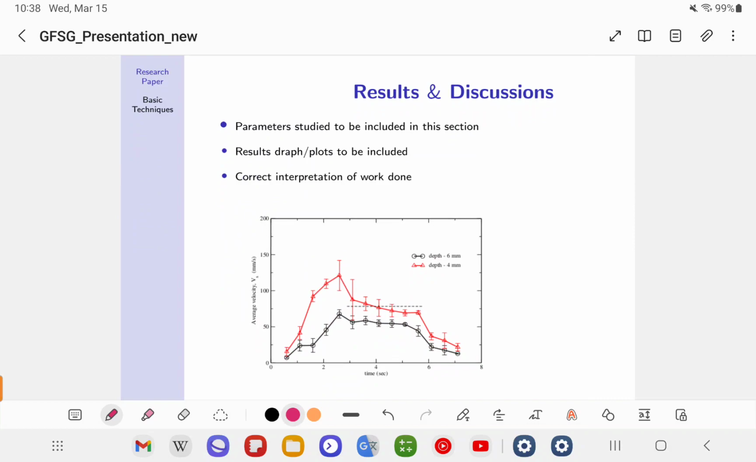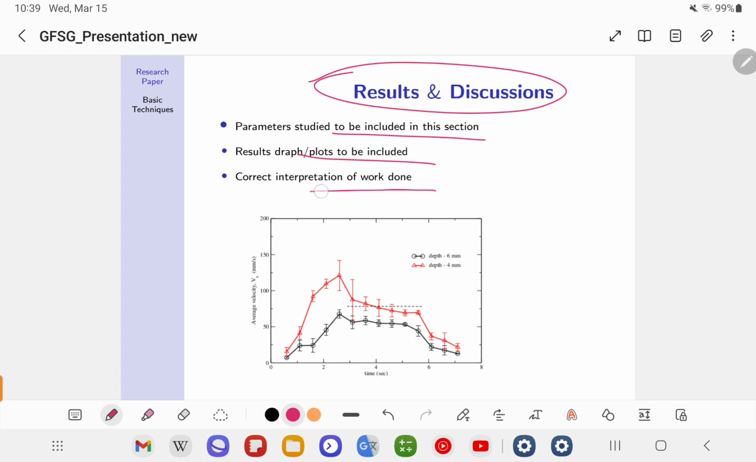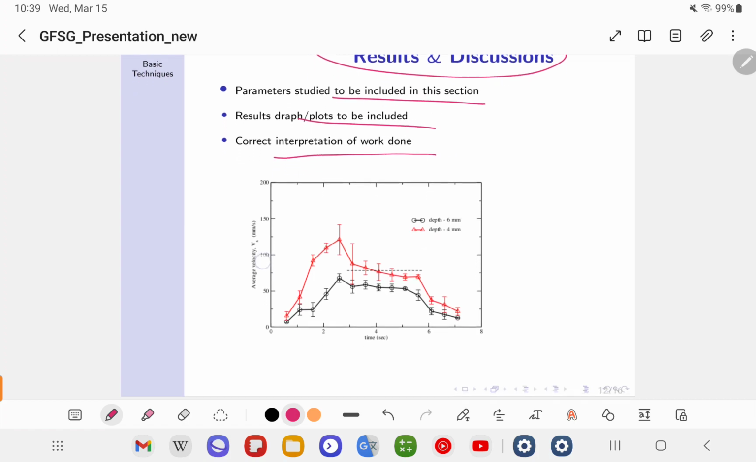Important sections: results and discussions. Remember what parameters you have studied, your plot, and you have to have a correct interpretation of what kind of work you have done.